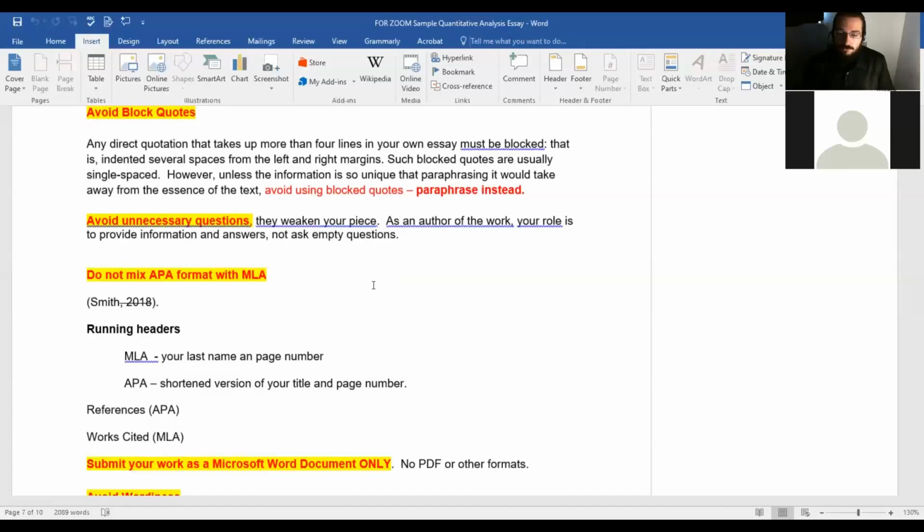Avoid unnecessary questions. A lot of students have been taught in high school to open with a question, and it's good. It's okay. It's not absolutely a no, okay? But it depends on the question too. Sometimes the question is strong and genuine and it grabs my attention.